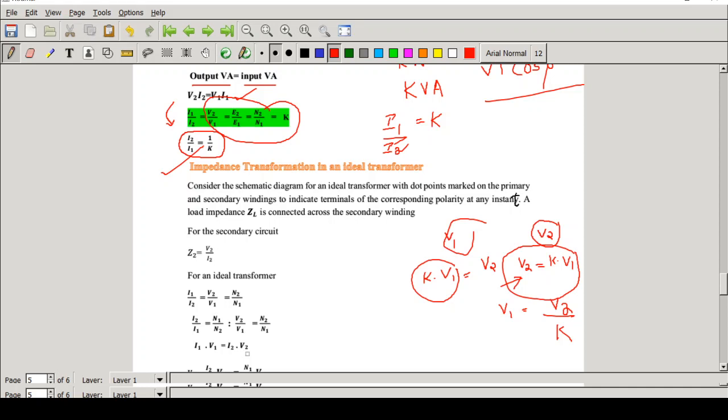Now let's see how you can determine the impedance transformation ratio in the case of an ideal transformer. Suppose this is the primary winding and this is the secondary winding, and there is an impedance here, which I can represent as Z2, and I want to transfer it to the primary. Transferring is done using the transformation ratio. So if I know Z2, how can I transfer it into the primary? That is what we are going to see now.